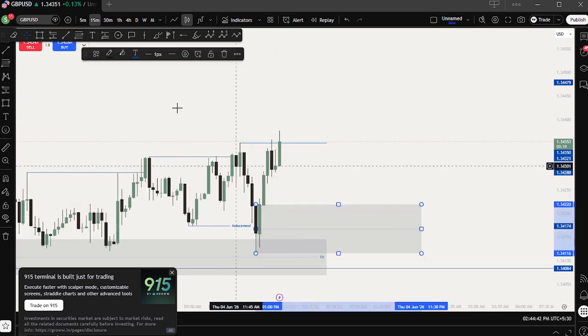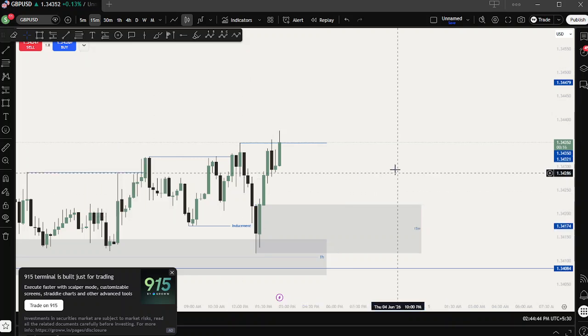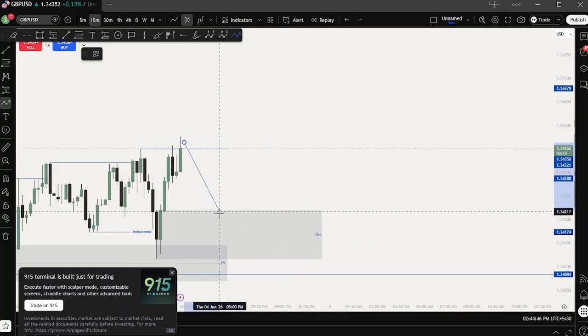I will be directly trading this POI to target that 1:3.